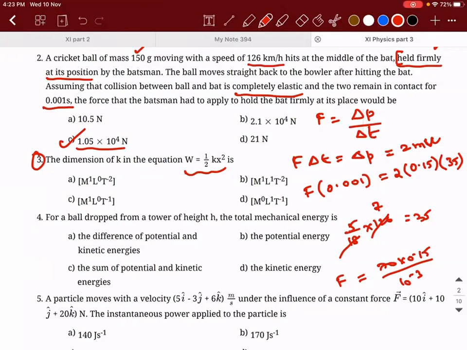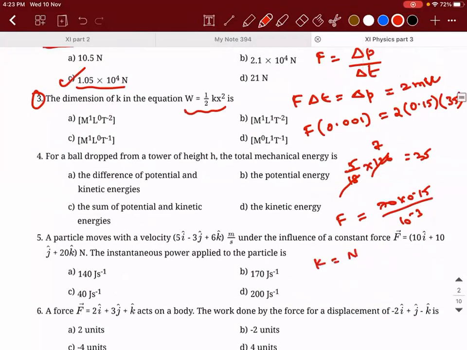Hooke's law speaks about force. There is the energy stored in a spring, right? There is the elastic energy stored in a material, half kx square, correct? So k is basically measured in Newton per meter. Newton means kilogram meter per second square, divided by meter. This and this will get cancelled. M1 L0 T minus 2. This is the option. Third, A.